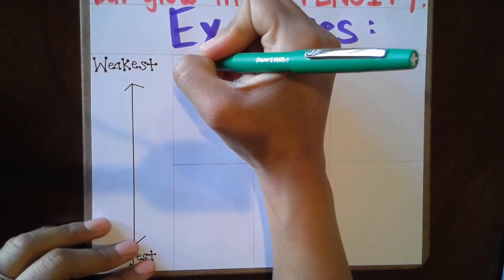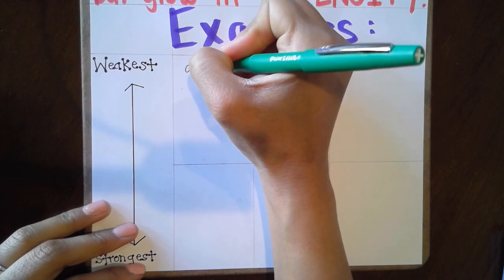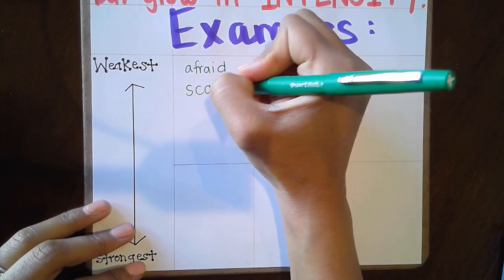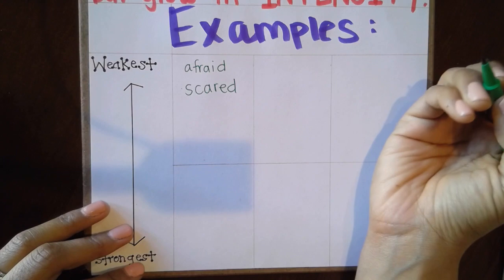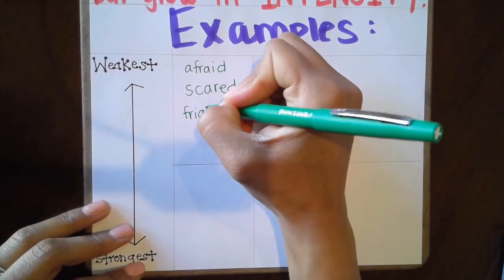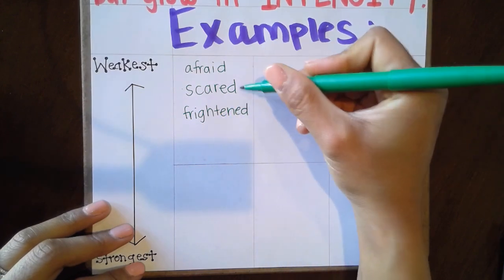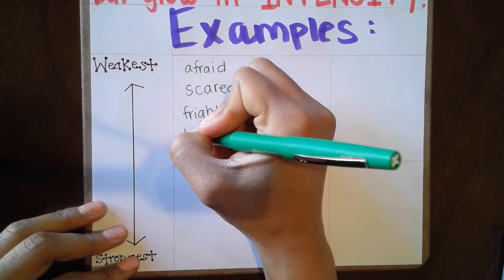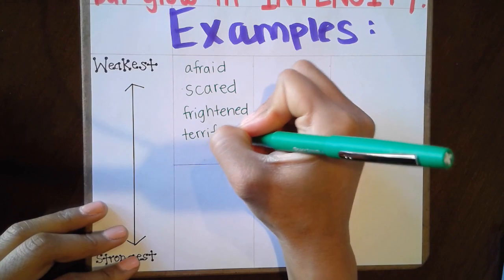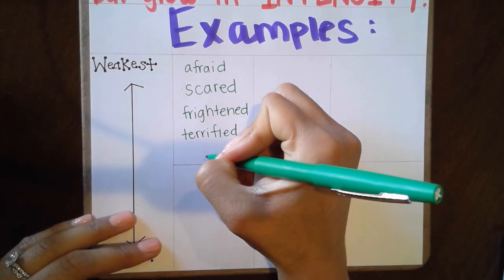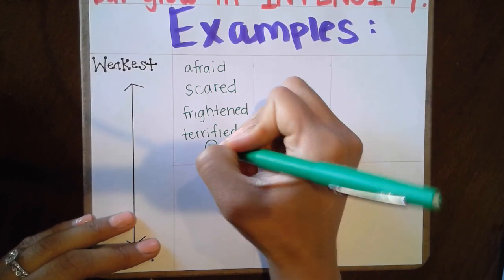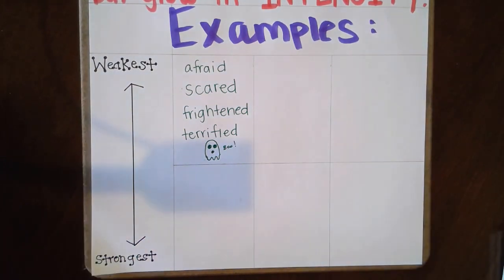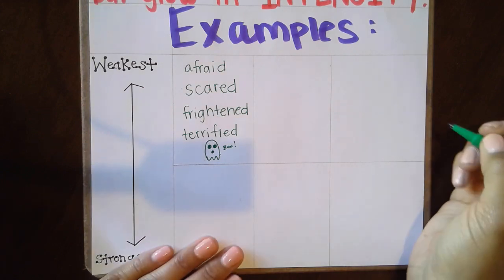So for example, we could start with afraid. When you feel afraid, then you could feel scared, which is more intense than afraid, and then move on to frightened. When you feel frightened, that's more intense than scared. And lastly, more intense than frightened would be terrified. Maybe you were terrified when you visited a haunted house. I'm gonna draw a cute little ghost showing terrified. Boo!